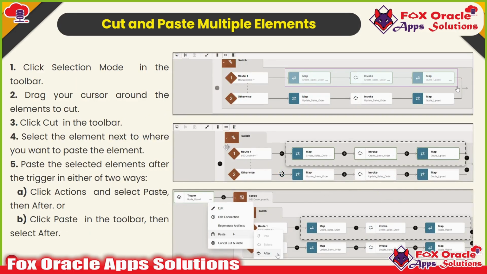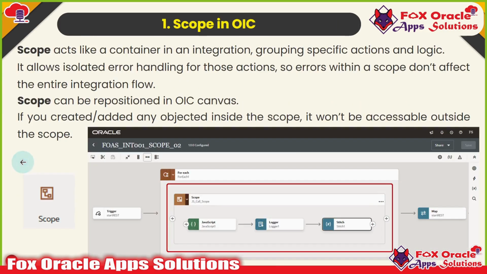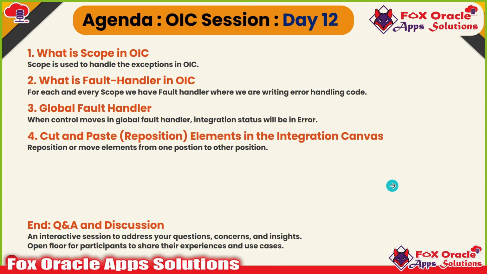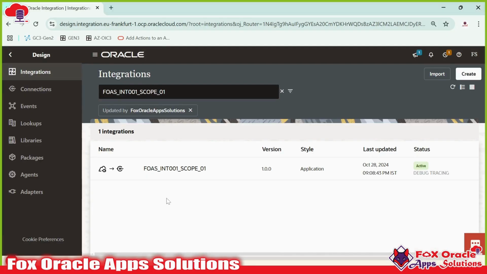So let's move to the OIC instance, where we will see the practical of a scope and fault handler, and we'll see how the global fault handler works. So let's move to the OIC instance. Here is our integration. I created one integration, and this integration is working fine. Let me show you how it is working.